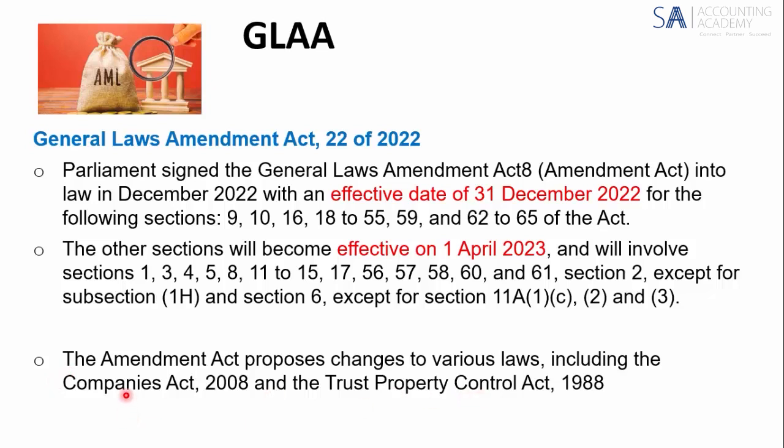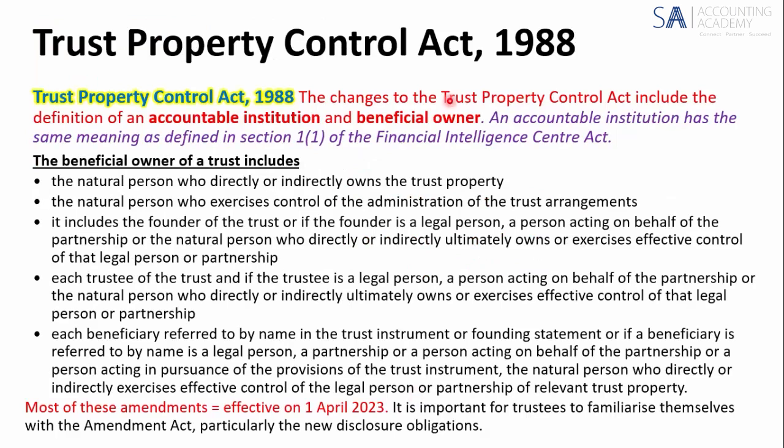The Companies Act, because that now requires us to go and record all the beneficial owners on the SIPC website with IDs. And the Trust Property Control Act, which makes us possibly accountable institutions. And I think very few of us are actually excluded if you go according to the definitions there. The Trust Property Control Act includes the definition of an accountable institution and a beneficial owner.